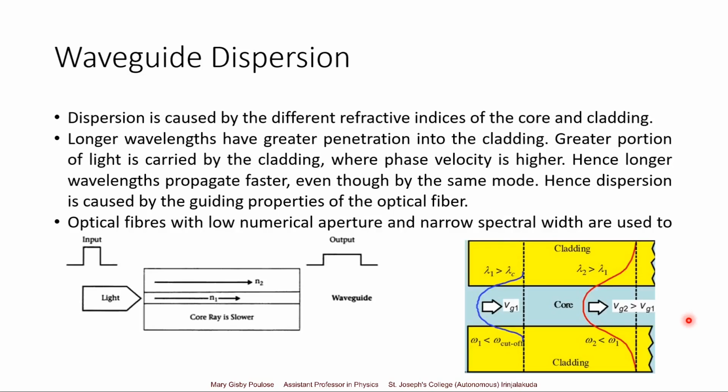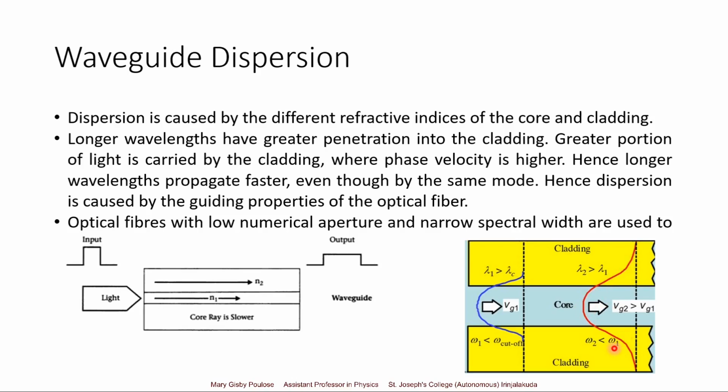Now the next type of dispersion is waveguide dispersion. Here, dispersion is caused by the different refractive indices of the core and cladding. Longer wavelengths have greater penetration into the cladding. If I have a single pulse in a mode, it may have wavelengths from blue to red. I'm just assuming blue represents the shorter wavelength and red the longer wavelength. The longer wavelength will penetrate more into the cladding.